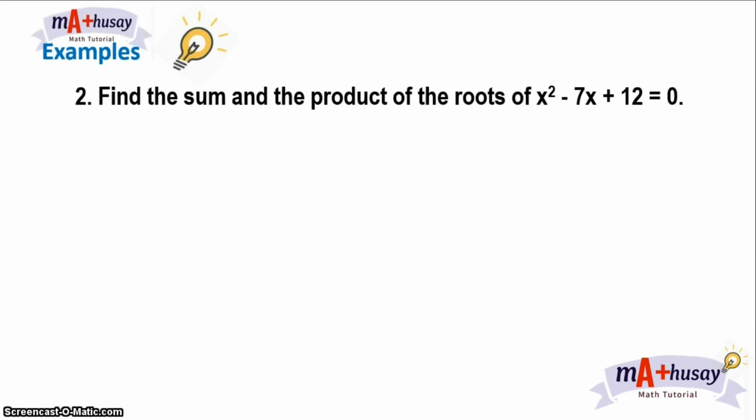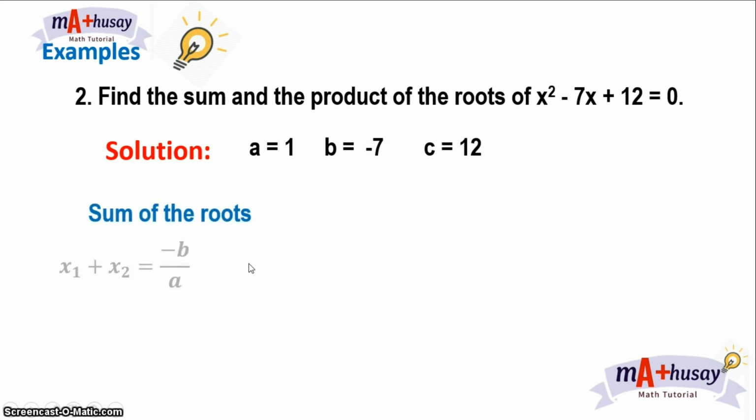Example number 2. Find the sum and the product of the roots x squared minus 7x plus 12 equals 0. Again, we have to find the values of a, b, and c, and that is 1, negative 7, and 12. Now, to get the sum of the roots, we have negative b over a. So, we substitute the values of b and a.